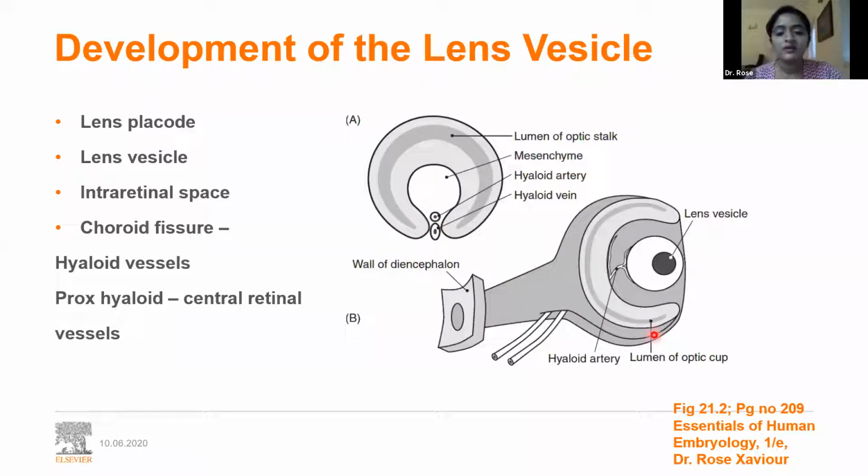So this is known as choroid fissure, and the purpose of the choroid fissure is for the transmit of hyaloid vessels, the hyaloid artery and hyaloid vein. And we know that in course of time, the hyaloid vessels will just degenerate and the proximal portion will be actually forming the central retinal vessels. So hyaloid vessels will be first supplying the developing lens, and you know that after birth the lens is an avascular structure. So what happens, the distal part of the hyaloid vessels will just degenerate and the proximal portion will be forming the central retinal vessels.